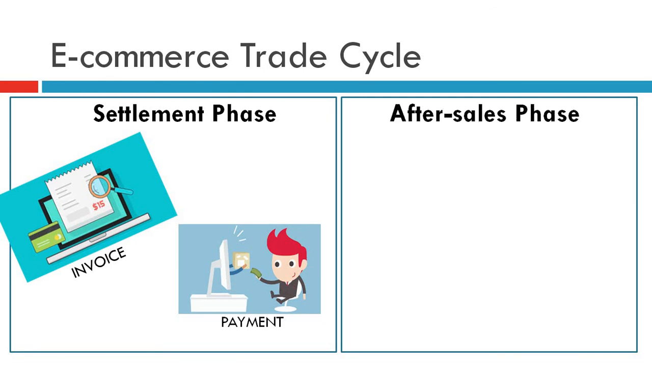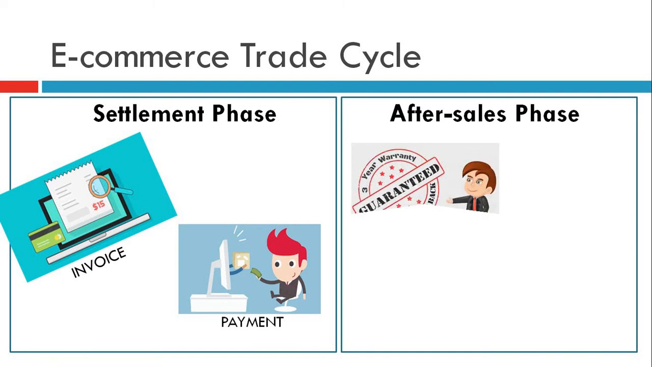After the payment is done, then comes your next phase. The next phase is after sales phase. After sales phase has warranty. If we are buying some goods, we get warranty for the goods. If I am buying a refrigerator, then I will get a 3 years warranty. Then in that 3-year span, if there are some problems with that refrigerator, I can call up the company person and ask for the service. So this is your warranty.